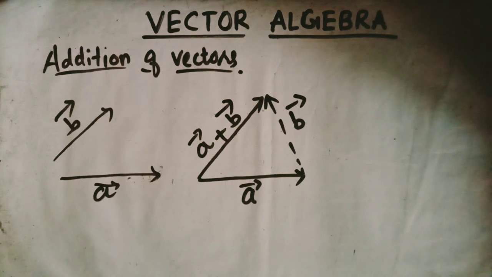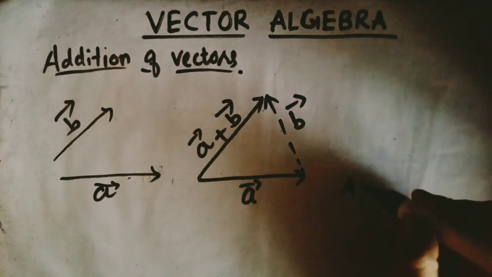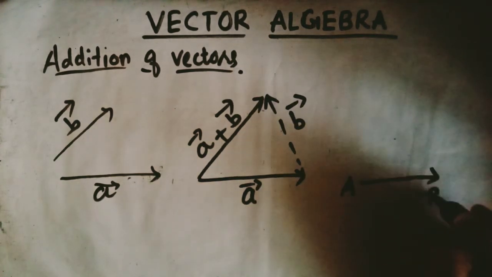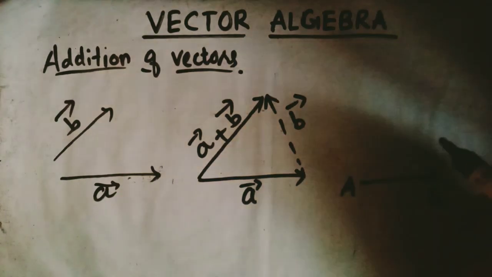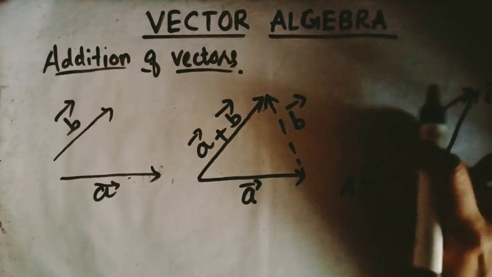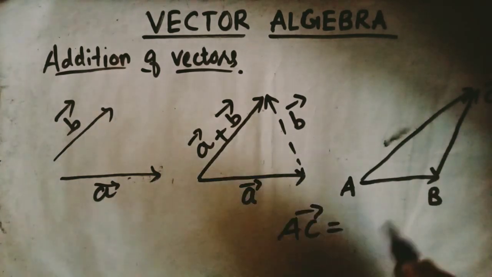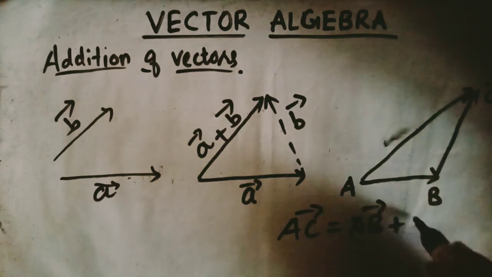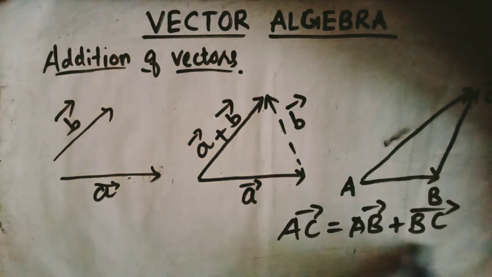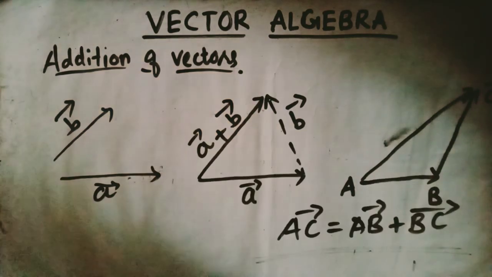Or we can write, suppose AB vector, BC vector, and this is your AC vector, right? So we can write this as AC vector is equal to AB plus BC vector. And this is called triangle law of vector addition. So when you have vectors like this, the addition comes here.